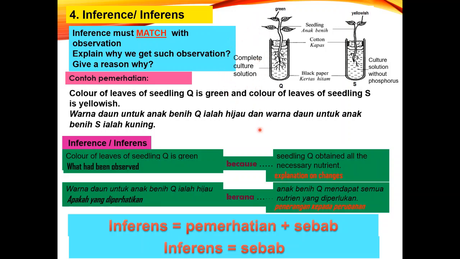So remember, there are two ways for you to write the inference. Either you just write the reason, or you can add the observation in front. So like the example that I showed here. The first part is referring to what has been observed, that is the color of leaves of the seedling Q is green. And then at the back here, referring to the explanation on the changes, which is the reason. So this is the short form. Kalau inference, you can write down observation plus reason. Ataupun you just write down reason there.